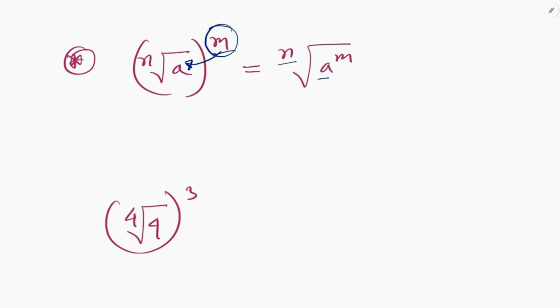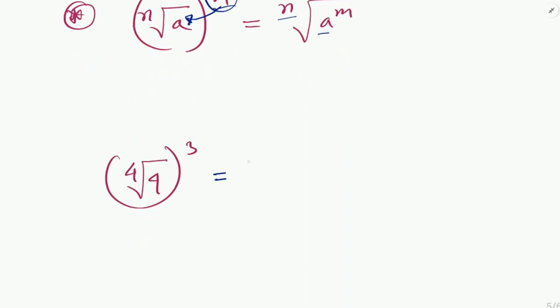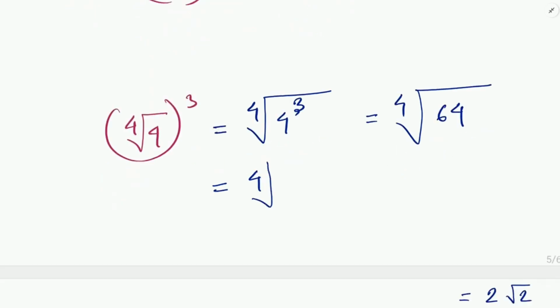Now let's solve this problem. 4th root of 4 whole cube. So in this case we can write 4 whole cube, which will give us 64. And this 64 we can write as 8 square, right?